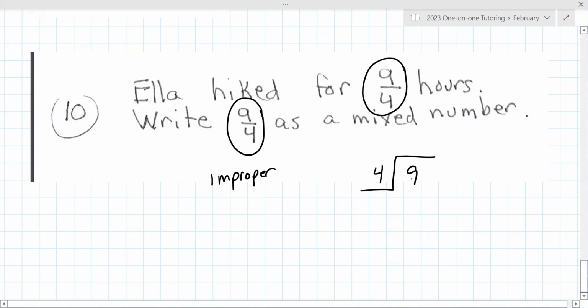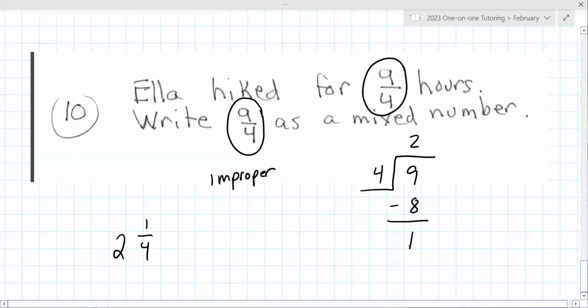Okay, and then 4 and 1 over 4. So how many times does 4 go into 9? Well, let me do it. 2 times. So this is your answer. Oh yeah, that makes sense.